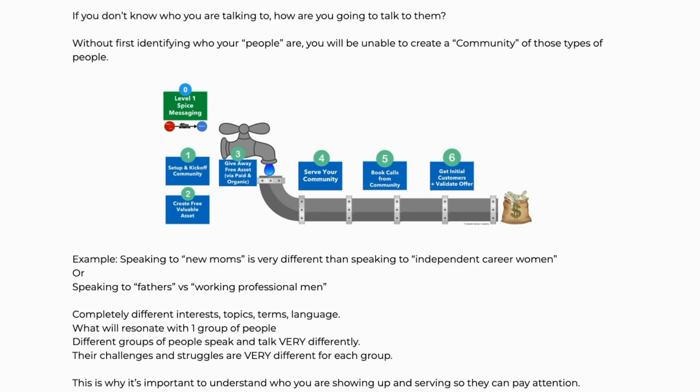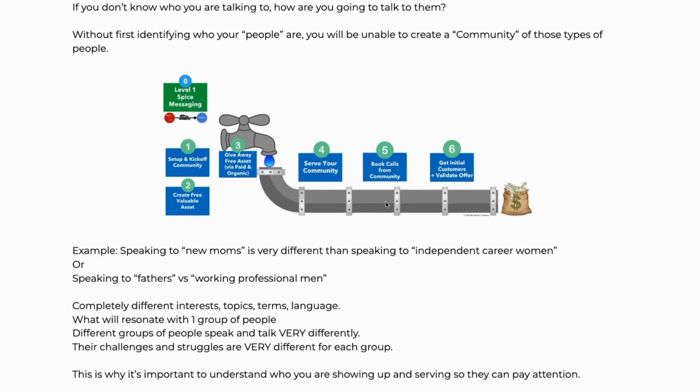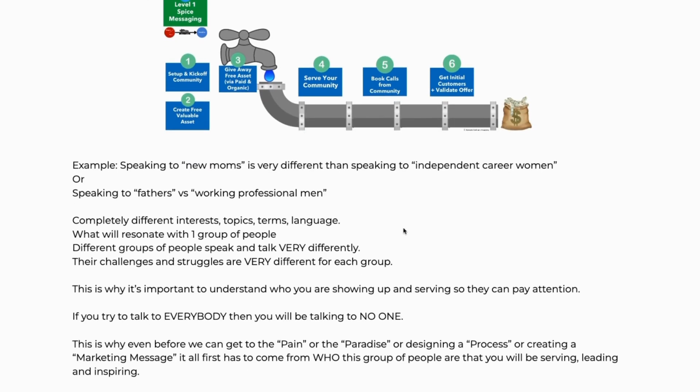A typical example: say you're speaking to new moms versus independent career women. New moms, living a different type of lifestyle, are going to be very different from independent career women who may not even want to have kids. The topics they're interested in differ, just as with fathers versus working professional men. These are completely different interests, topics, terms, languages, and message resonance. If you don't know who those people are, how are you going to speak their language? How are you going to identify their challenges and struggles when each of those groups has different ones?